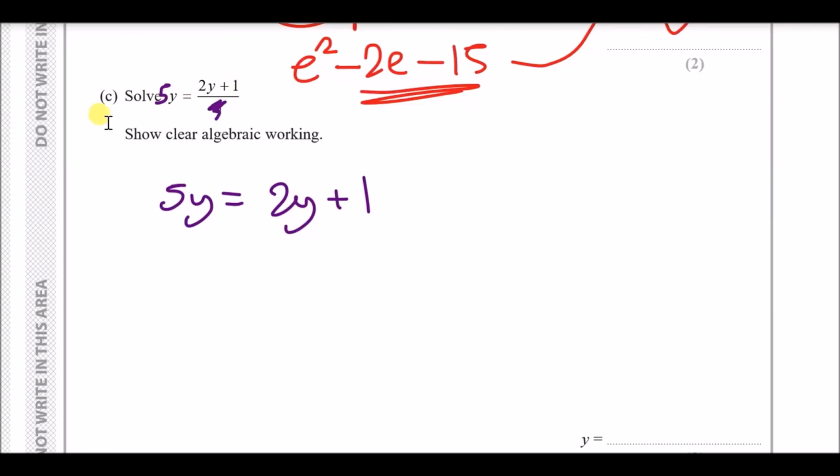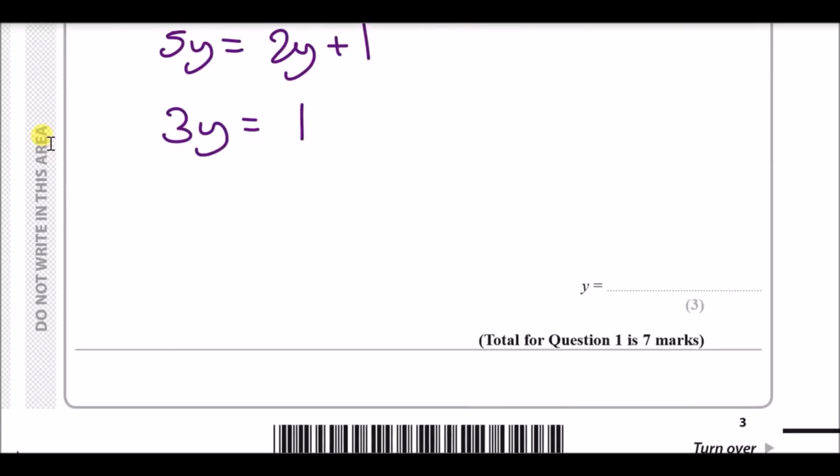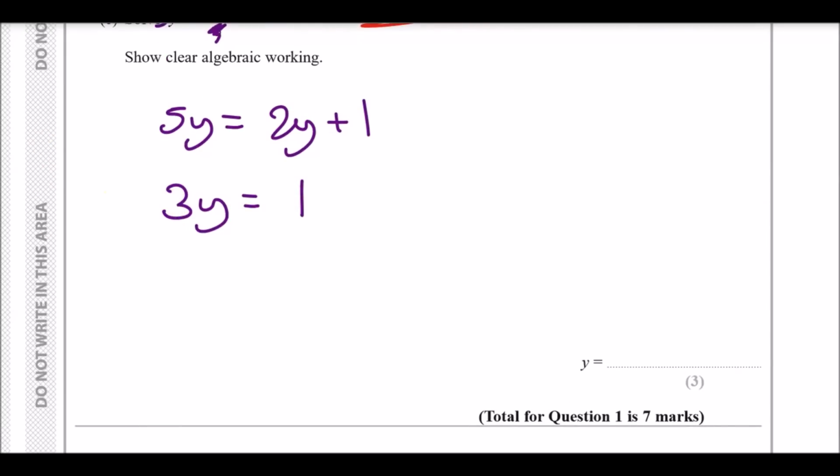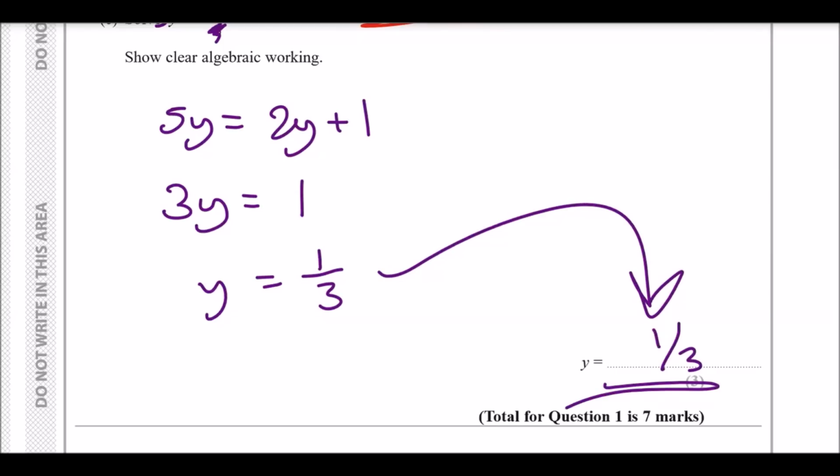Now move all the y's to the left. So to move 2y across, you subtract. So it'll be 5y take away 2y, which is 3y. You're left with 1 on the right side. And then to get rid of the 3, you've got to divide by 3. So it'll be y equals 1 over 3. And we can leave it here as 1 over 3. And that's it, guys. That's number 1 done.